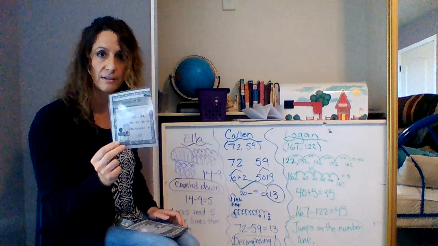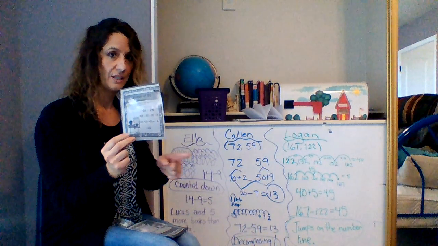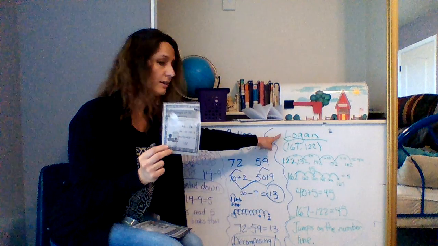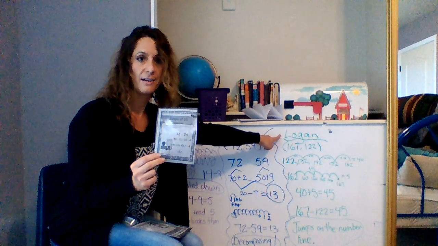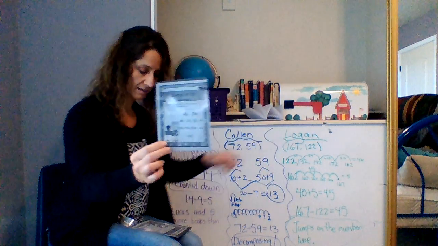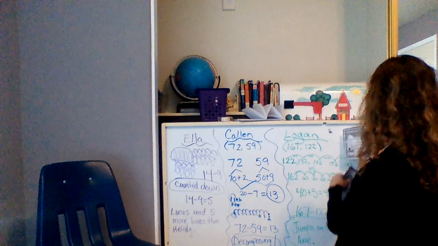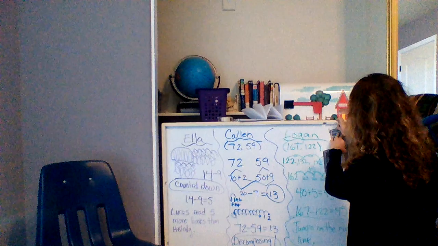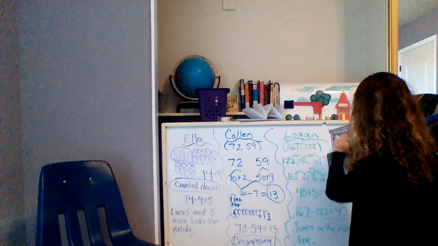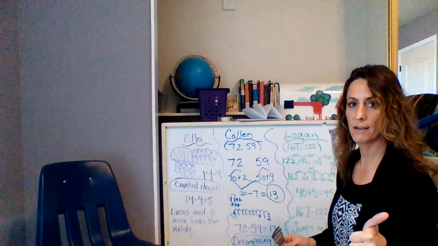Did you figure it out? Did you point to Logan? That's right. He used a strategy of jumps of 10. Awesome if you pointed to Logan. Logan used that jumps of 10 strategy. Okay, strategy for helping our brains think out.